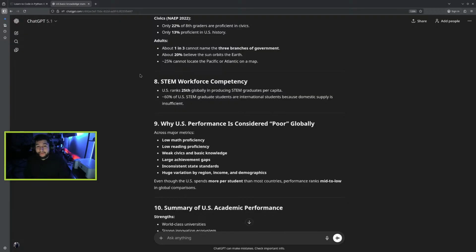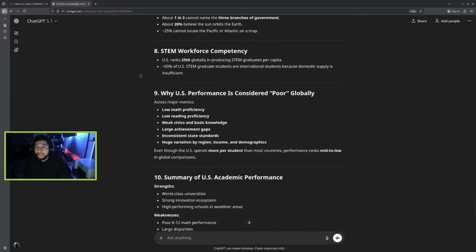STEM workforce competency. U.S. ranks 25th globally in producing STEM graduates per capita. Ugh. Okay, 60% of U.S. STEM graduate students, I'm in the STEM field or major, whatever, are international students because domestic supply is insufficient.